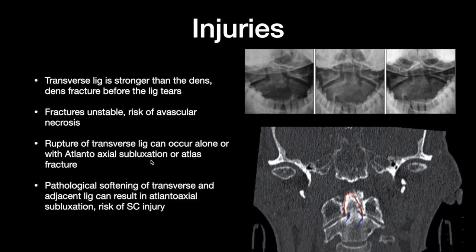The rupture of the transverse ligament can occur alone, or with the atlantoaxial subluxation, or with an atlas fracture. And it's caused usually by a whiplash injury, car accidents, but in some cases, the pathological softening of the transverse and adjacent ligaments can also result in the subluxation. And this is quite dangerous because in the spinal cord, there's a high risk for a spinal cord injury. Look here, this is an MRI. You can see the dens is displaced, and you can see the fractures.